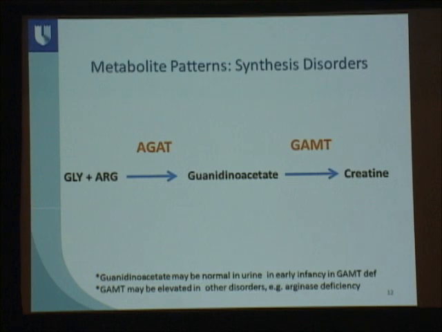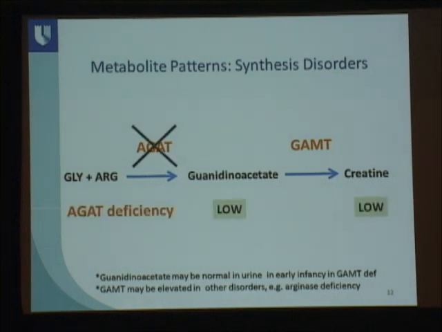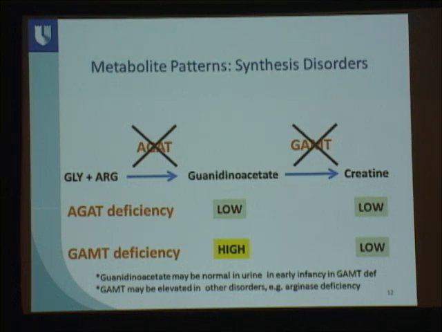So just talking about the diagnosis, from a biochemical point of view, we look at the metabolite levels in blood and urine. In AGAT deficiency, both guanidinoacetate and creatine are low. In GAMT deficiency, you have an accumulation of guanidinoacetate and creatine is low. In both of these disorders, creatinine, the cyclic form of creatine, is also low.